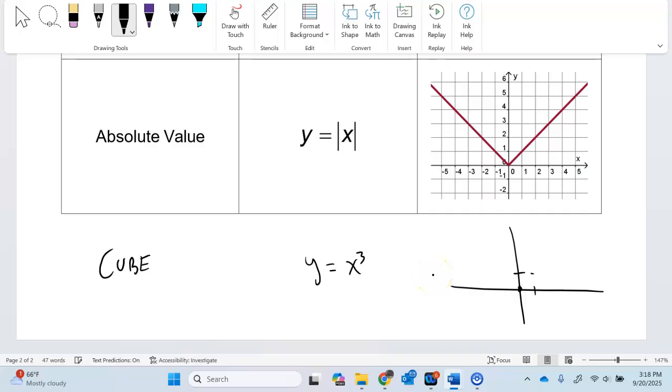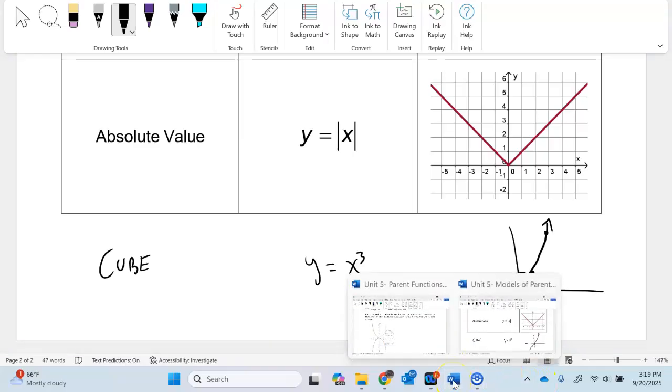1 cubed is 1. 2 cubed is 8. Negative 1 cubed is negative 1. Negative 2 cubed is negative 8. So you've probably seen this one before. This isn't the best graph. I just want to give you an idea. Try that again. It should go something like that. Okay, so let's add that to our list of parent functions that we should know.